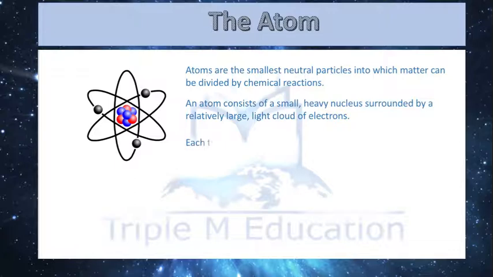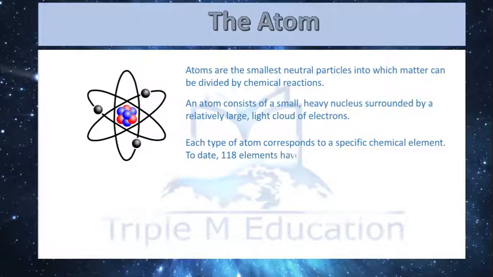Each type of atom corresponds to a specific chemical element. To date, there are 118 elements discovered or created. All 118 elements are listed in your periodic table. They're listed in order of their relative masses. We will discuss the periodic table in a later lecture.